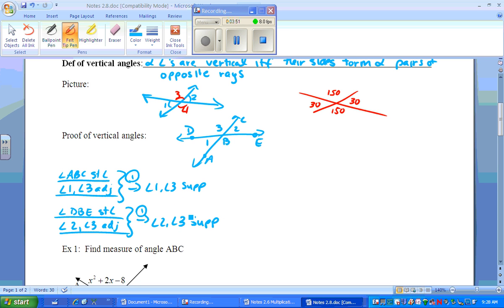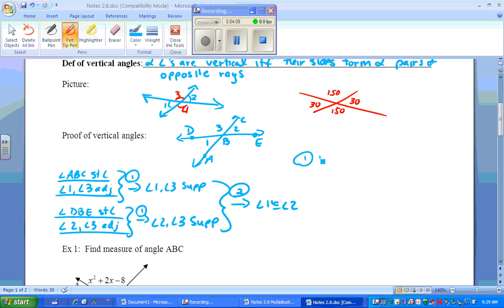Look at that, they're supplementary to the same angle. We haven't seen that reason in a while. They're both supplementary to 3, so that means angle 1 is congruent to angle 2, which are your vertical angles, and we've just learned that the vertical angles are congruent.